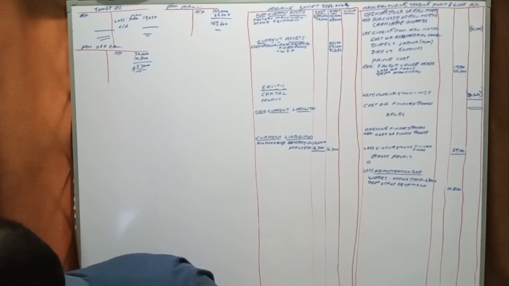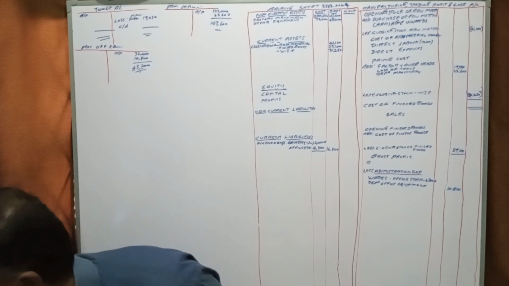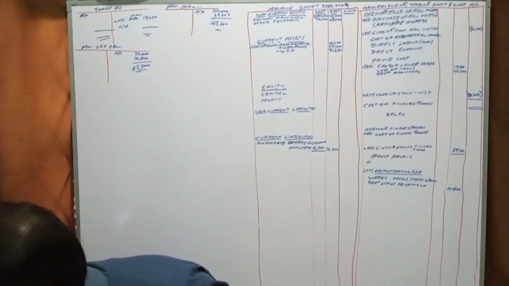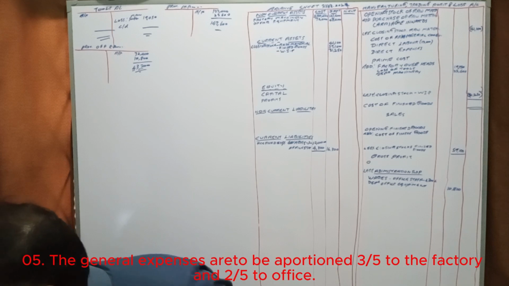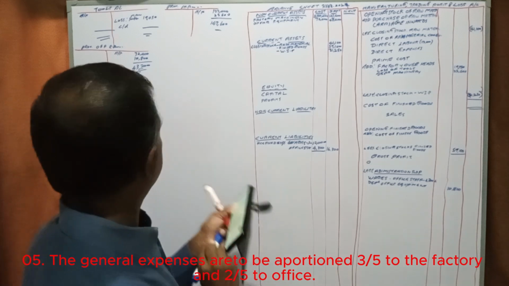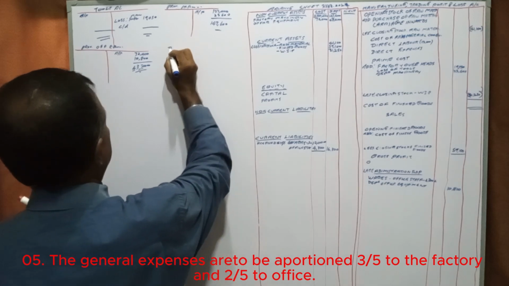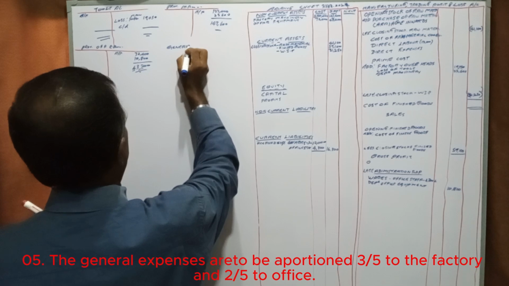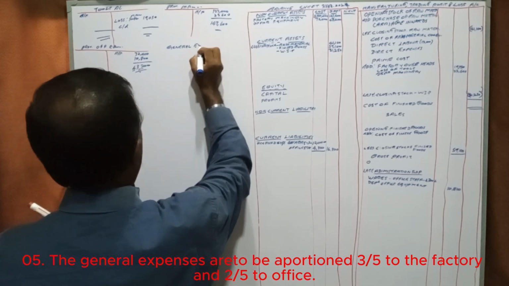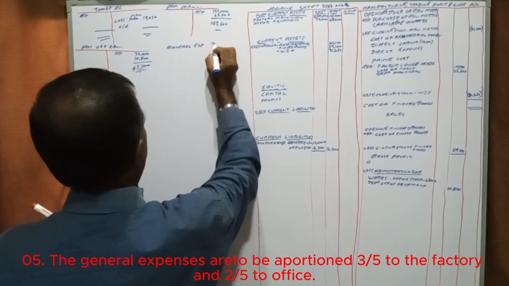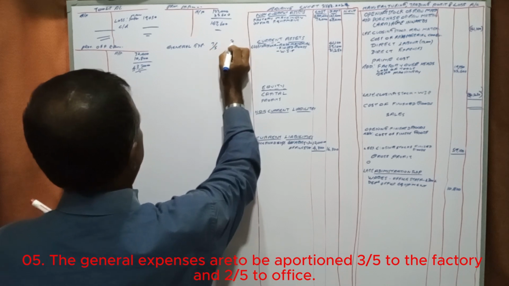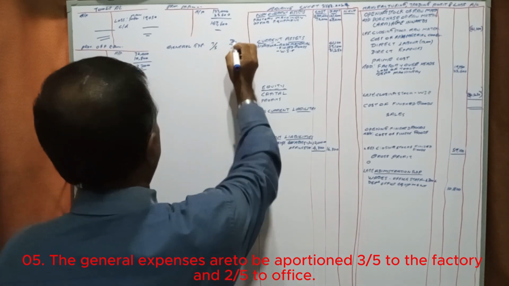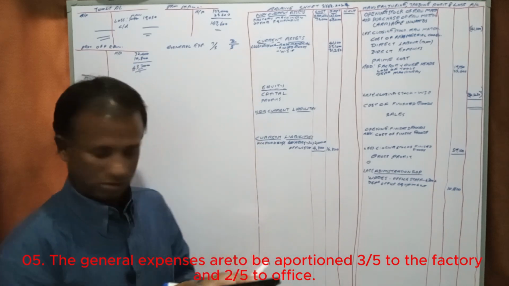The loss tools are valued at the end of each financial year. The general expenses are to be apportioned 3/5 and 2/5, right?